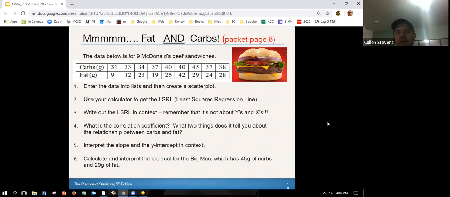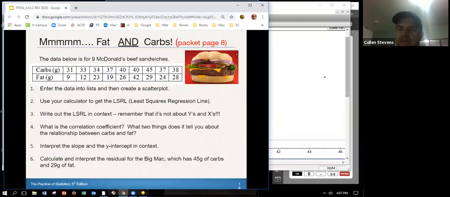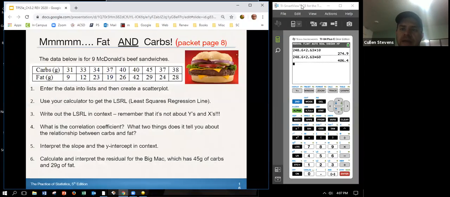Some rehashing of 3.1. We're going to interpret the slope and y-intercept in context. So that's what's new about 3.2. And we're going to calculate and interpret the residual for the Big Mac. So the first thing I'm going to do is help you get this going in our calculator, and then we'll switch over to our answers and see how you did.